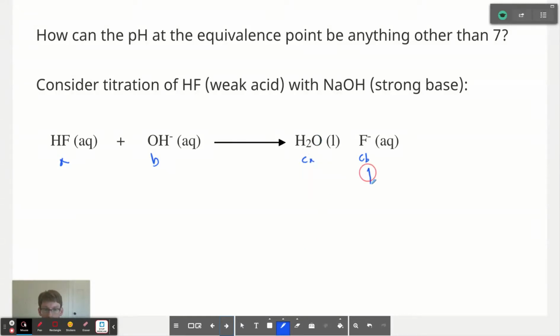We can say that this is basic. And this is not really acidic. We can say that fluoride is more basic than water is acidic. And that comes straight from the K values. So if water is not really acidic and F minus is basic, then when all the HF is neutralized, our pH is going to be a little bit in the basic area. It's going to be a little bit higher than 7.